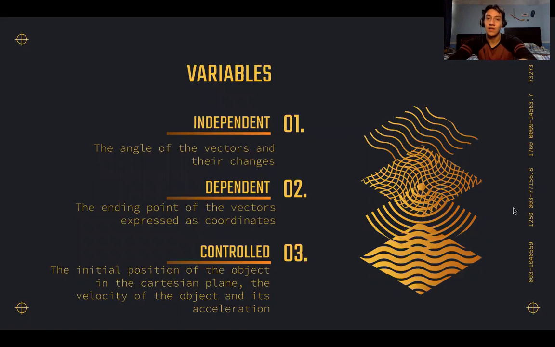My variables are the following. The independent one is the one that I control, so it's the angle of the vector and its changes. The dependent one is the resulting one, so it will be the ending point of the vector represented as the coordinates in rectangular form. And the control variables are those that are controlled by me and are the same in the 3 trials, because they need to be in the same condition. These are the initial position of the object, which is the center of the Cartesian plane, the velocity of the object, and the acceleration of the object.